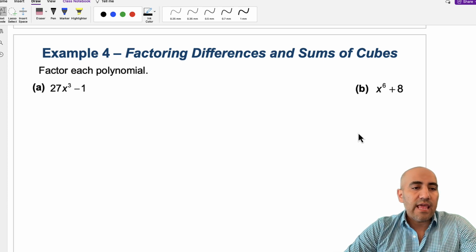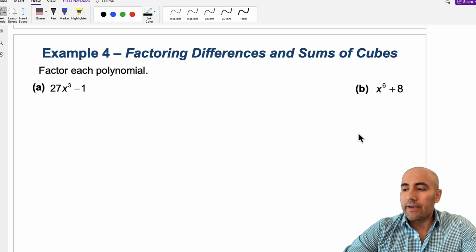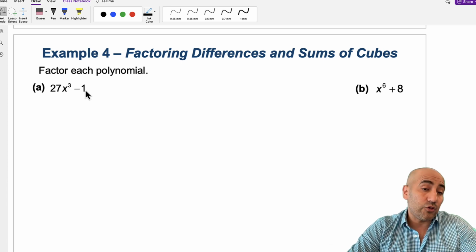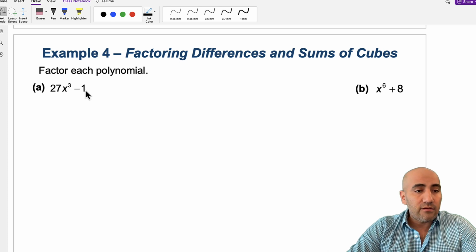So 27x cubed minus 1. Okay, so we go through our process. Number 1, can we factor out a common term? Well, in this case, they don't really share anything since the second term is just a 1, so that doesn't work. Number 2, factor by grouping. We need 4 terms. We only have 2, so that doesn't work out. And then we get to number 3, which is factoring through our patterns, looking for perfect squares, difference of squares, and difference or sum of cubes in this case.